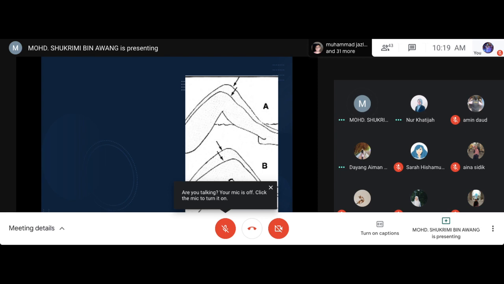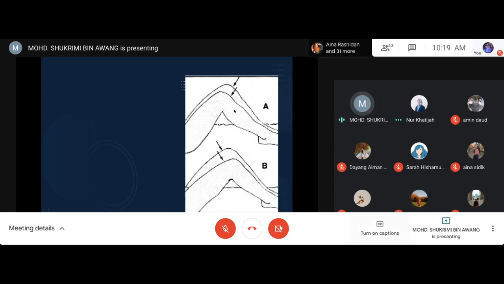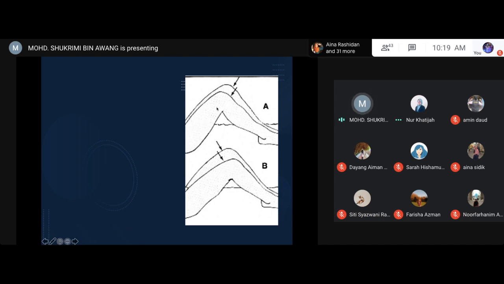Right side. Okay, right side. Which one, tibia or femur? Femur. Tibia. There are only two options, tibia or femur. There is no humerus there. Femur. A is femur. So B is a problem at the tibia. Are you sure? Tibia. 100%.